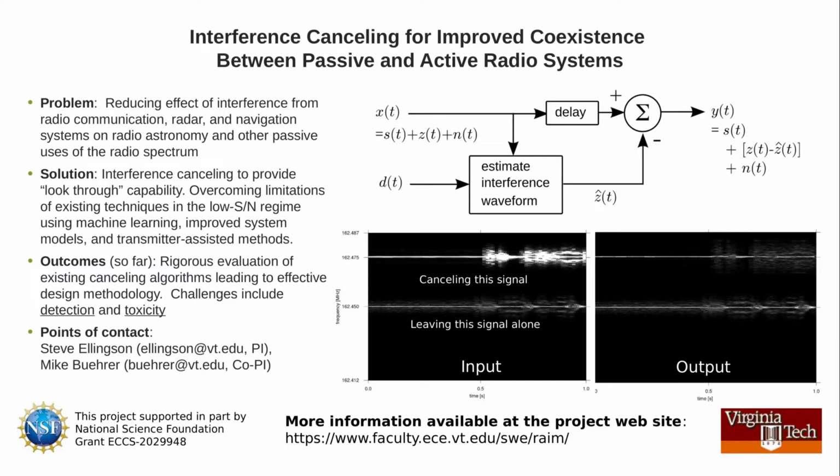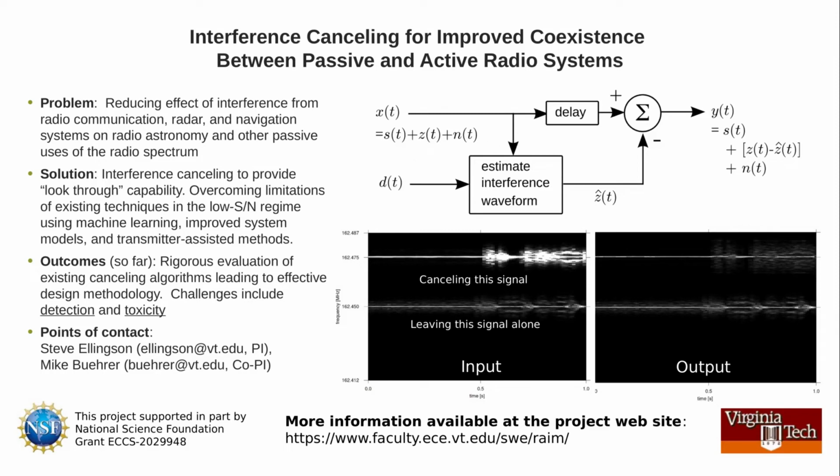To make progress towards this goal, we're looking into a combination of strategies that focus on improving the quality of the reference signal, d of t. These strategies include machine learning, improved signal models, and methods in which the transmitter generating the interference cooperates with the operation of the canceller. Our efforts so far on this project suggest that these strategies can potentially yield the desired improvements. Of course, there's much more work required to develop robust algorithms that work properly in all kinds of situations, and then to properly demonstrate and quantify performance.